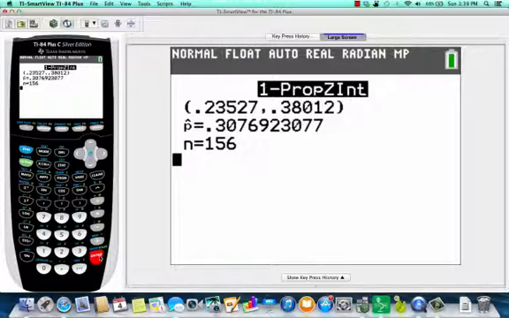So that is calculating your confidence interval using both formula by hand and also using the calculator.